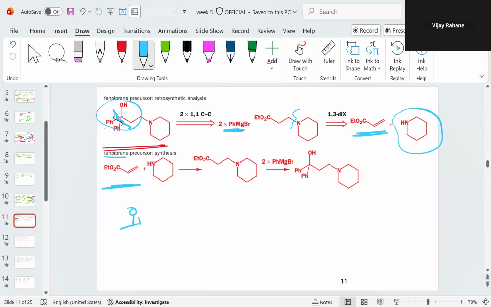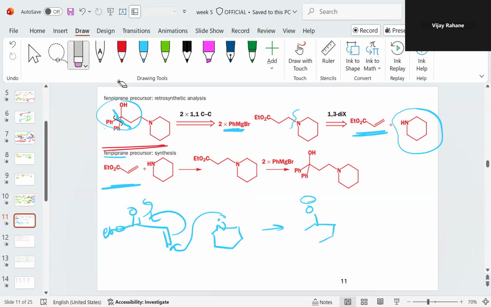So basically, this is the starting material, and when we react this starting material with this nucleophile, what happens? This negative charge attacks here, this goes here, and we get the resonance stabilized structure. In the second step, what happens in the mechanism? This O negative, we get this N.